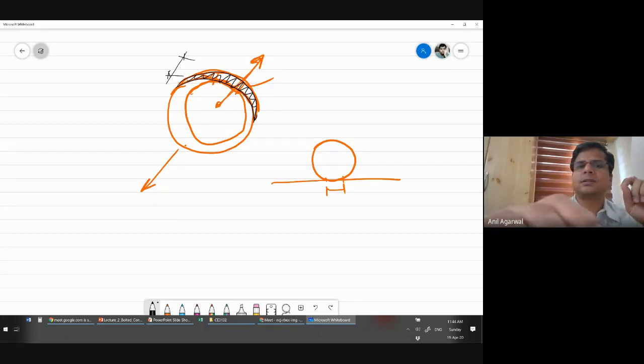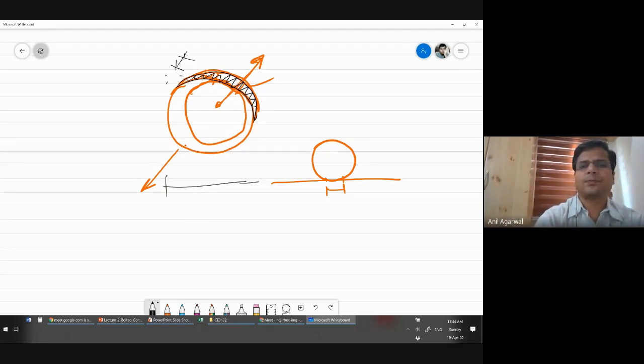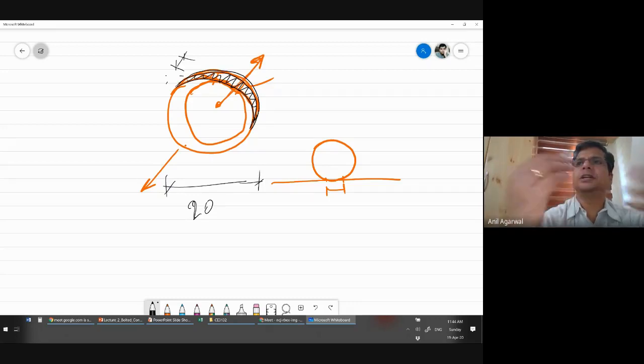Let's say the bolt diameter is 20 mm and the hole diameter is of a similar order, 22 mm. For 20 mm, let's say this portion where the yielding is taking place is approximately, you can guess it to be 10 mm. So a 10 mm length of the plate is yielding.